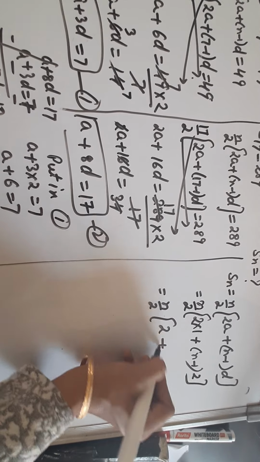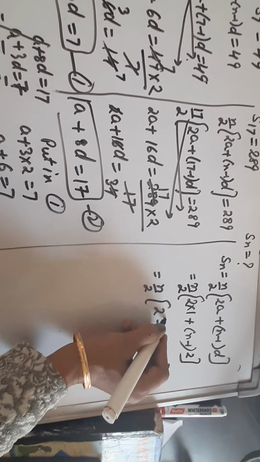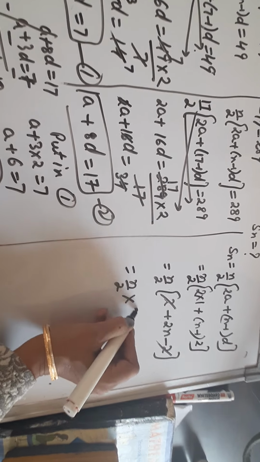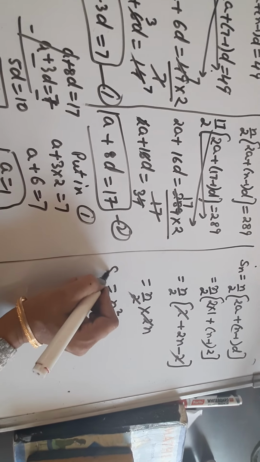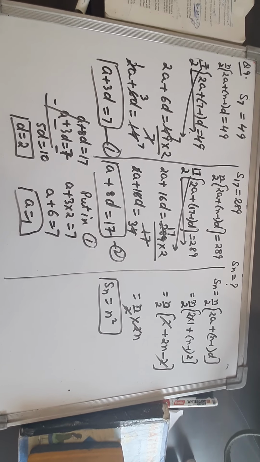2 1s are 2 plus distributive property. 2 into n is 2n minus 2. This will get cancelled out. Plus 2 minus 2. So n/2 into 2n. Again cancelled out. So n into n is n square. Means the sum of n terms will be n square. So I hope it is clear to you.